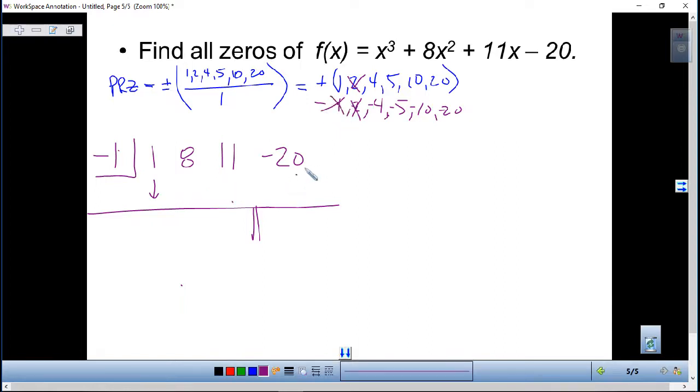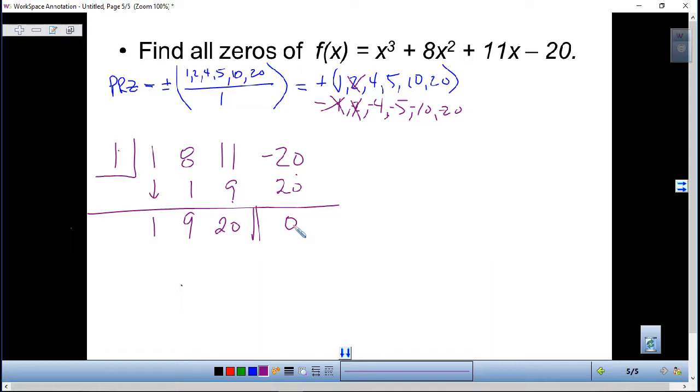So negative 1 does not work. Okay, positive 1, I'm guessing it's not going to work either. 1, 1, 1, 9, 9, oh, hold on now. 20 and 20. Looky there. So there is one that worked, literally, positive 1.